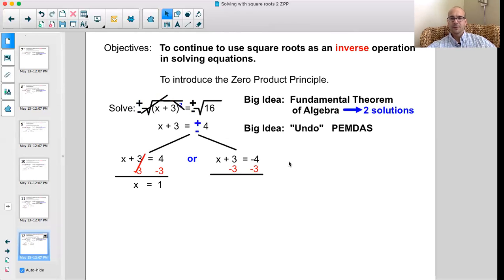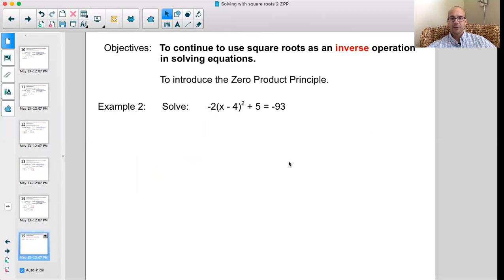And subtracting 3 from both sides in a nice balanced way gets you x equals negative 7. So that means our original equation, (x + 3)² = 16, does have two answers. Those answers are 1 and negative 7. Both of them would result in 16 for that expression. Okay, let's look at a slightly more complicated one.